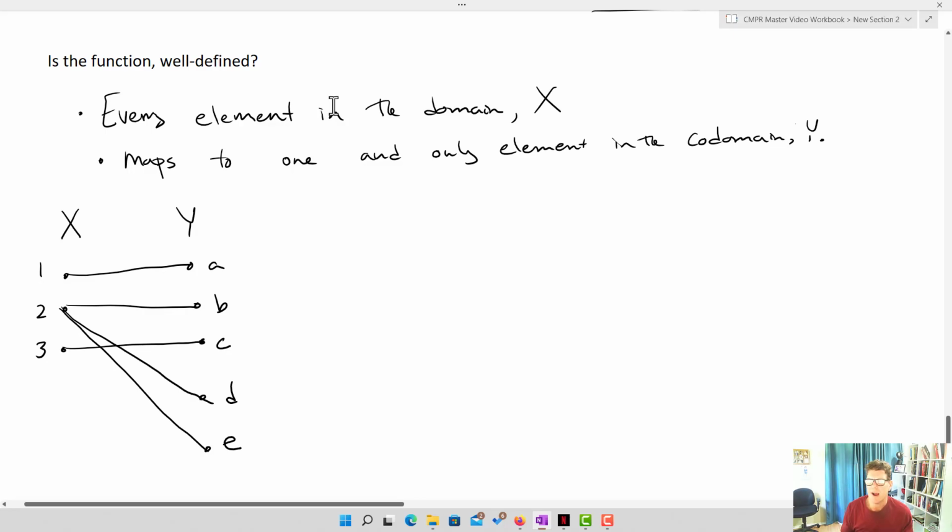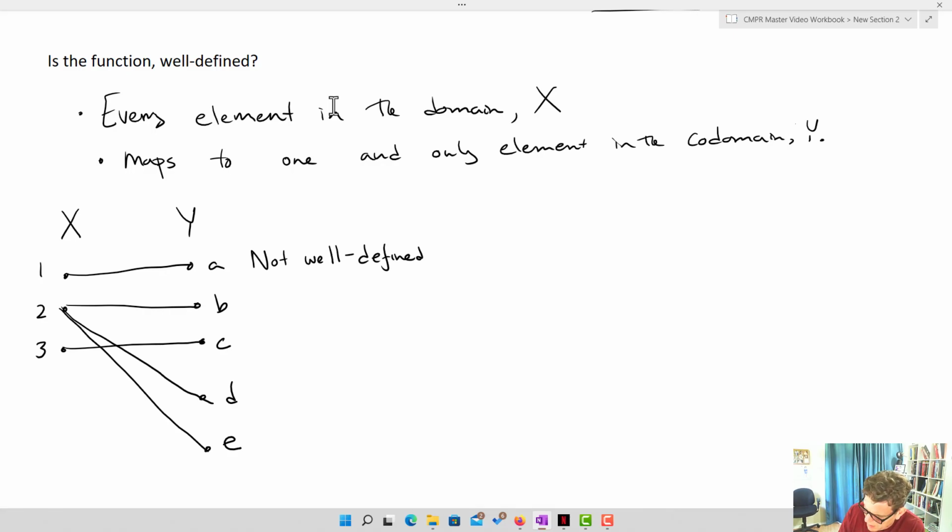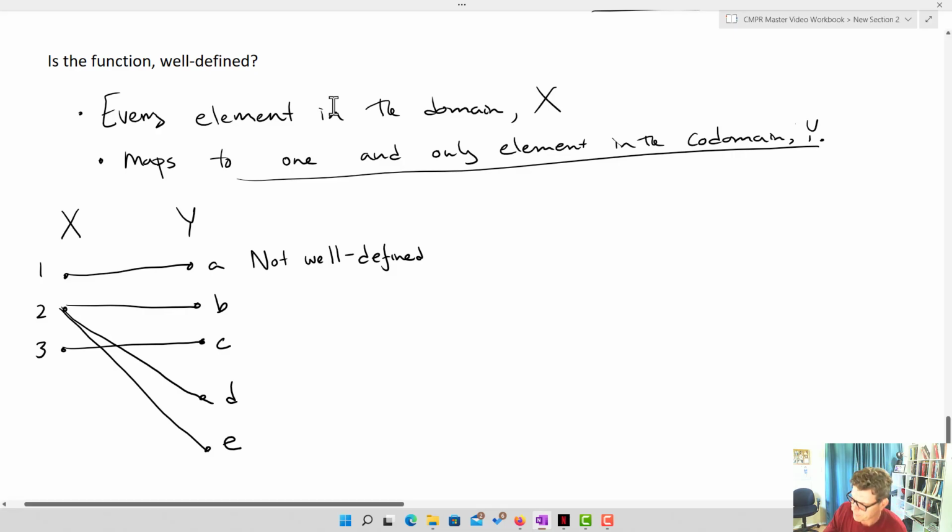This arrow diagram shows a not well-defined function. So this is not well-defined, and that's because it violates the second condition here: each element maps to 1 and only one element in the codomain Y. Okay? So this is not well-defined. That's the first condition that shows us not well-defined.